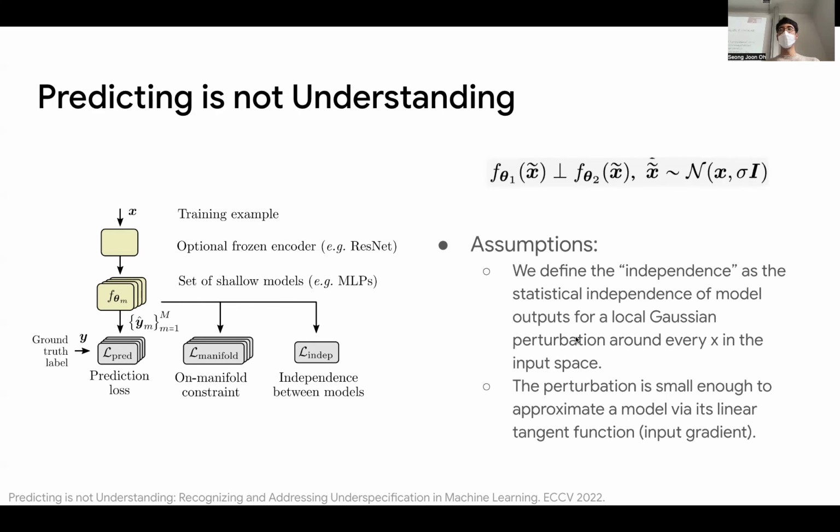This is a differentiable measure, so you can use it for a loss function. And here the assumption is, so this is the rationale why they can use the input gradient orthogonality for measuring whether models are focused on different cues.